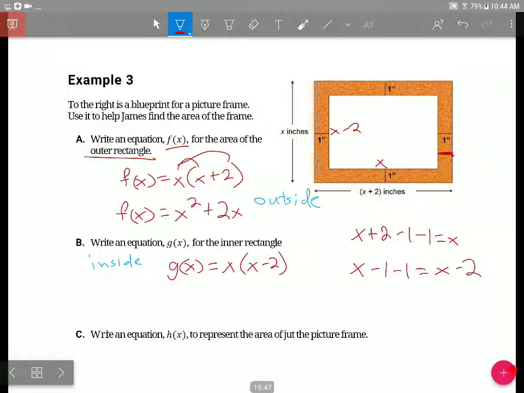Okay? So multiply it out. If I distribute, what's your first term going to be? X squared. What's your second term going to be?